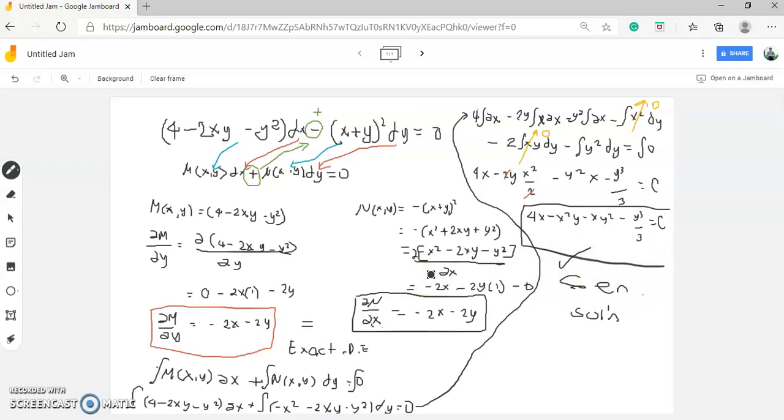Question? Any question before I proceed with another example? No question? Okay. If no question, I'll proceed with another example.